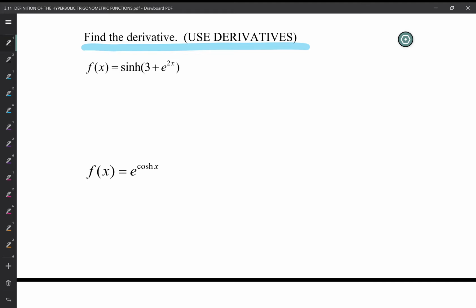Let's look at derivatives of hyperbolic functions. And since we know the chain rule, we'll also be using a lot of chain rule.